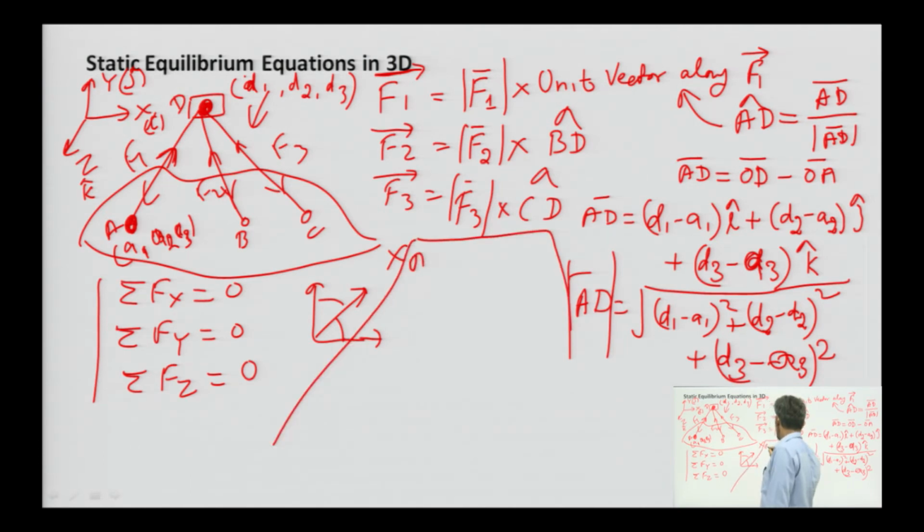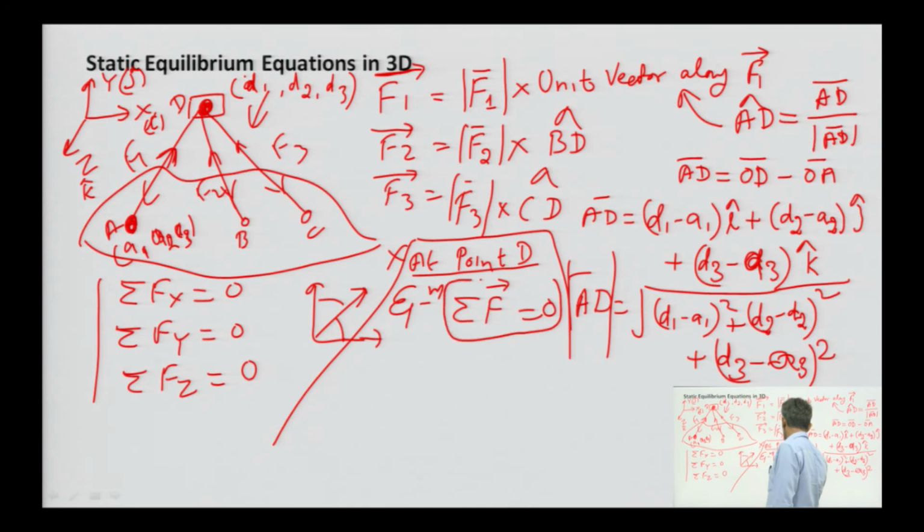At point D, the equilibrium equations will be at point D. At point D, the sum of all forces should be equal to 0. F at point D equals 0.